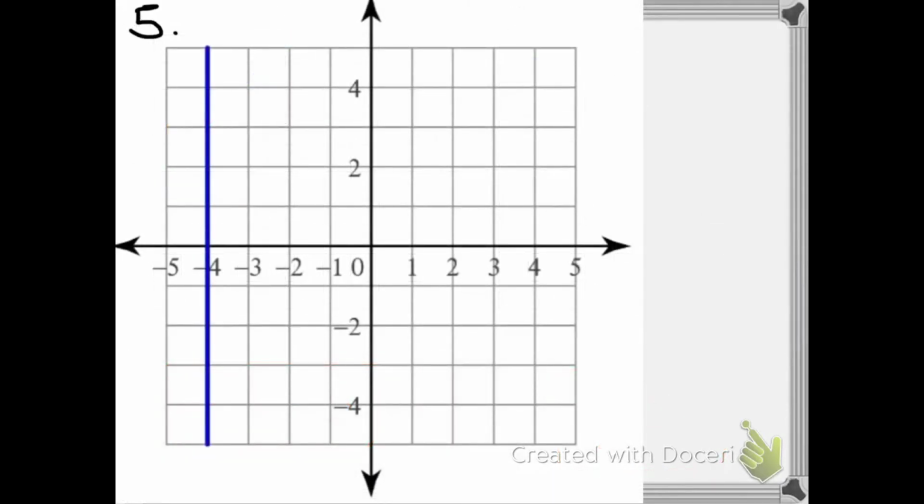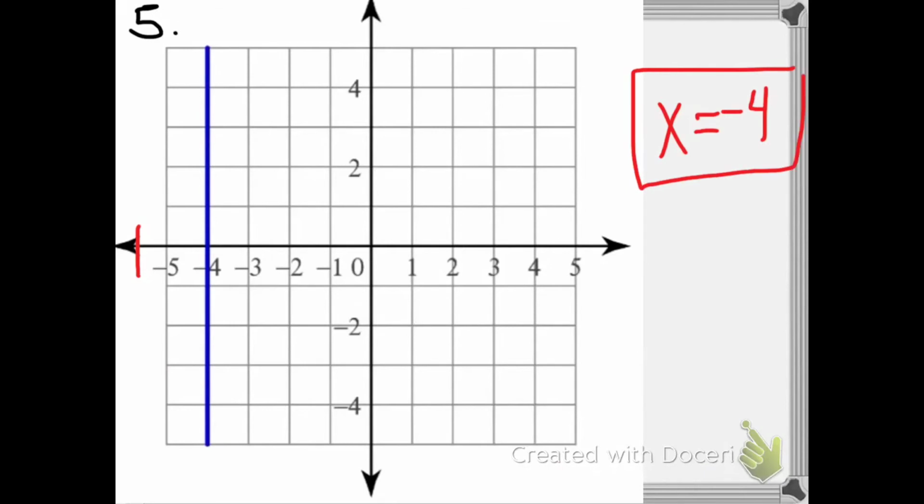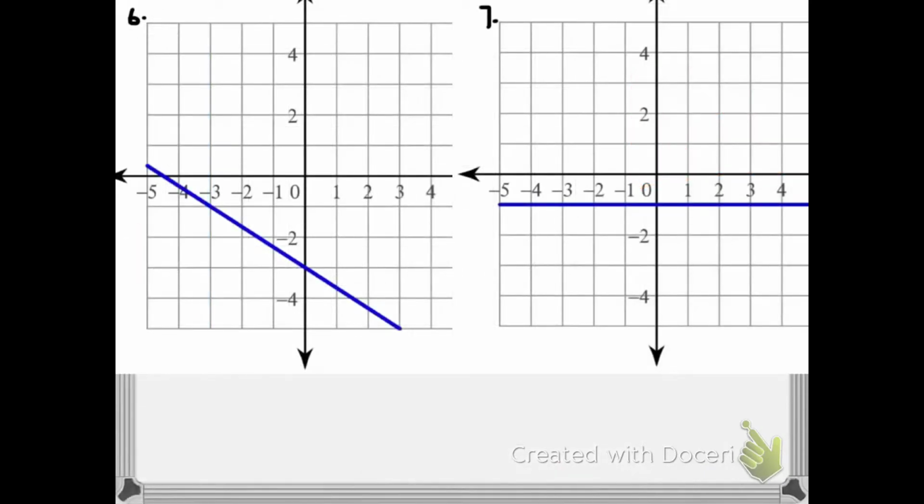So number 5 is also a little bit different. It doesn't have a slope, but it does cross the x-axis, but it doesn't cross the y-axis. But it crosses the x-axis at negative 4, so your equation is x equals negative 4, since it crosses the x-axis at negative 4. Grab some paper, pause the video, and try solving these problems on your own.